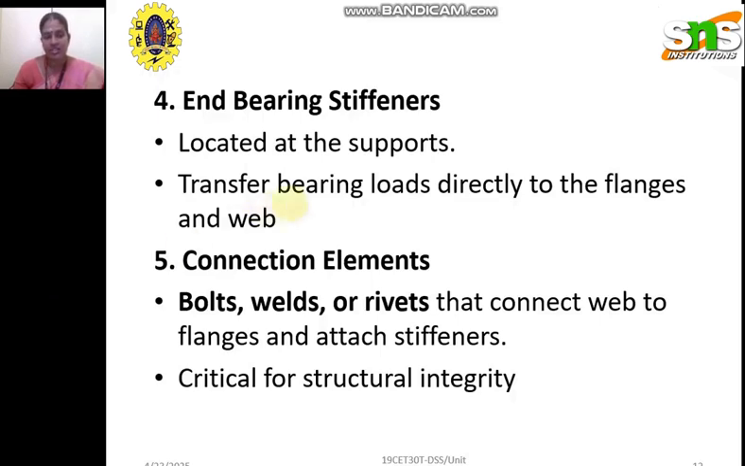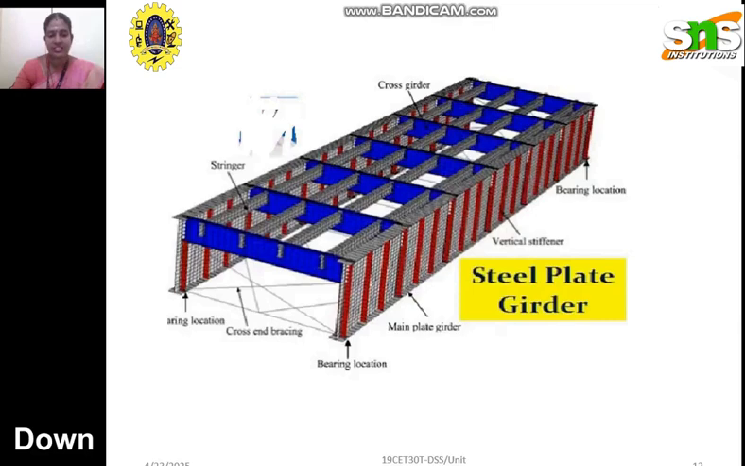End stiffeners, that is end bearing stiffeners. Whenever we are placing the plate girders on the piers, there may be chances of failure. So if you are providing the end bearing stiffener, it will transfer the load very easily. And also the connection elements we are providing, either bolts, welds or rivets. Mostly nowadays we are going for welding. And this is critical to structural integrity, so we have to take more care while designing these connections.